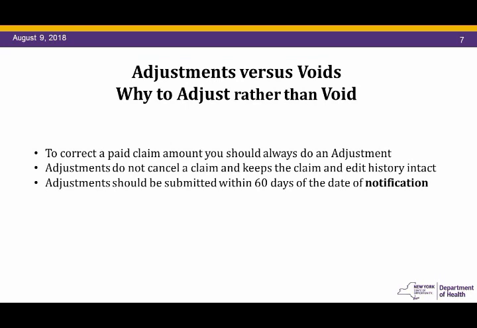Why do I adjust rather than void? To correct a paid claim amount, you should always do an adjustment. Adjustments do not cancel a claim and keep the claim and edit history intact. Adjustments should be submitted within 60 days of the date of notification.